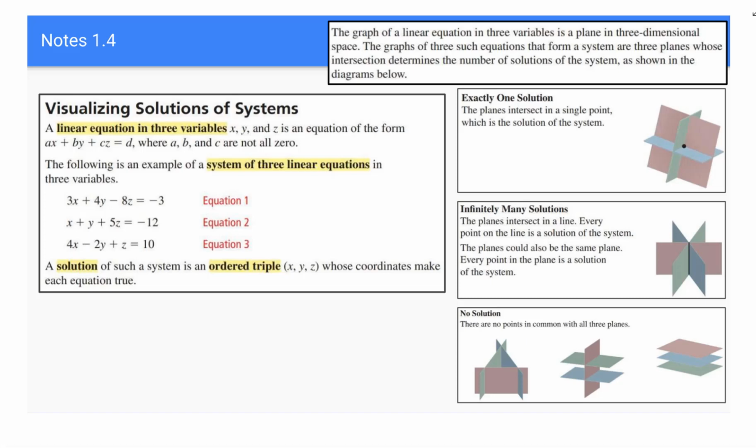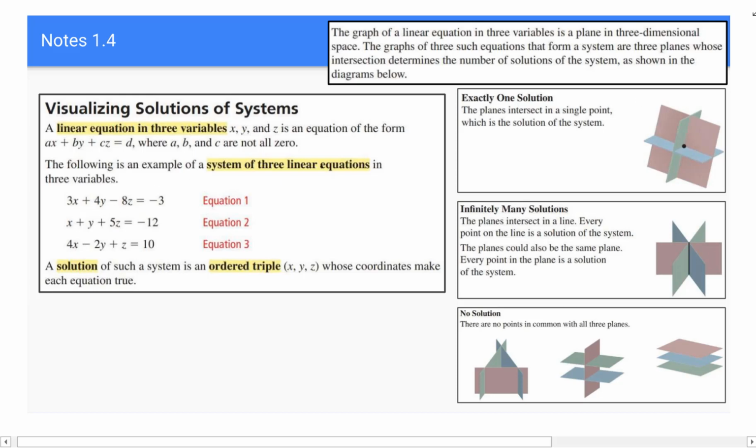We've worked with systems of equations before in the XY coordinate plane, but what about a three-dimensional coordinate plane? What about adding a third variable, z? That's what we're going to talk about today. Visualizing what those solutions look like can be a little bit trickier because it's three-dimensional.